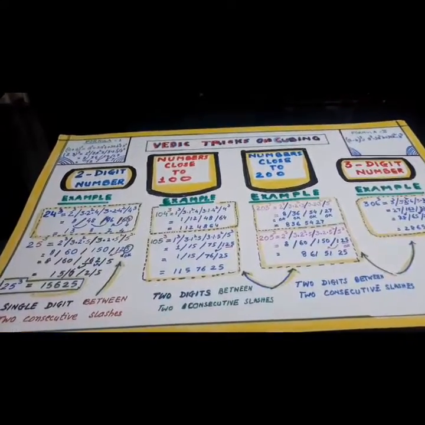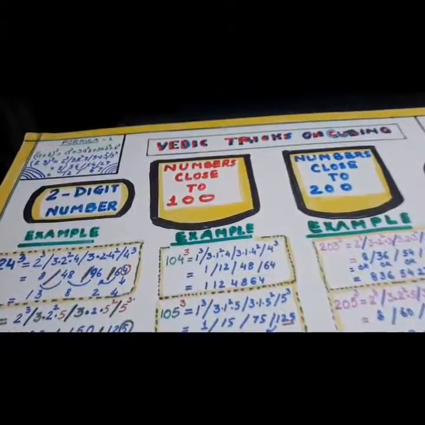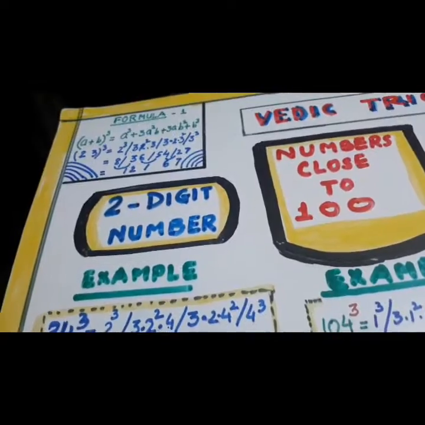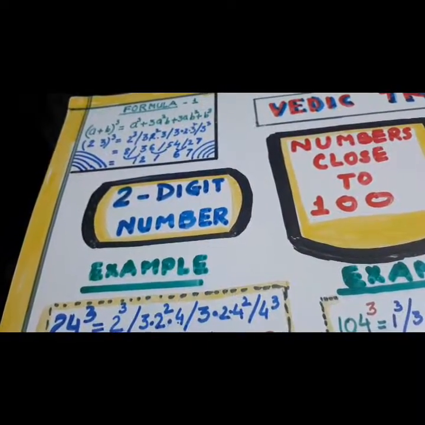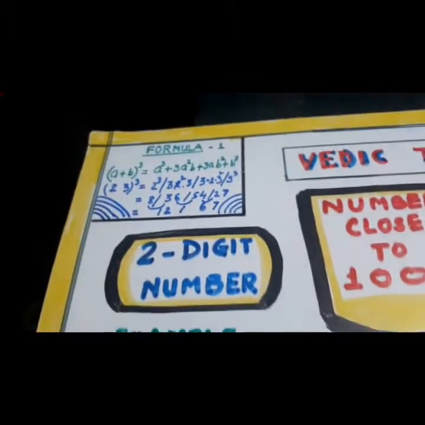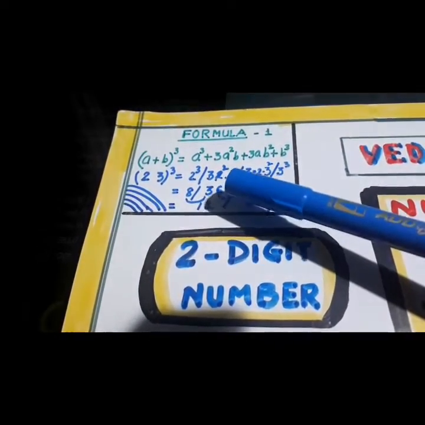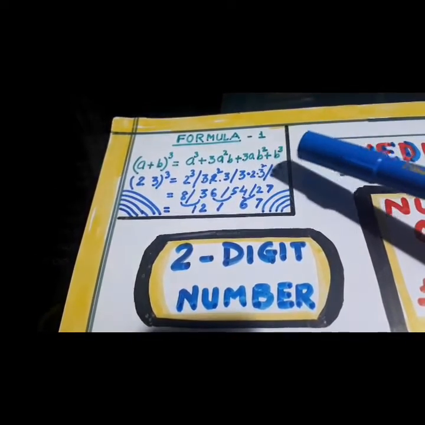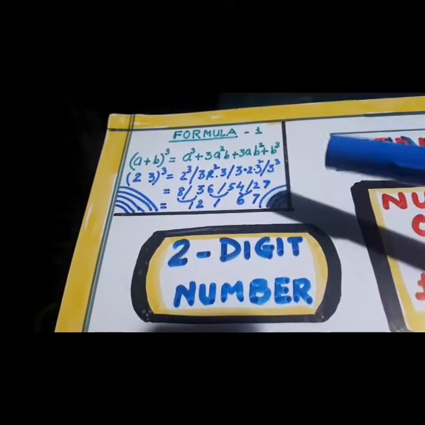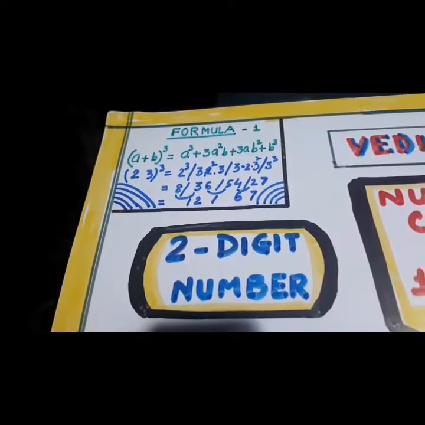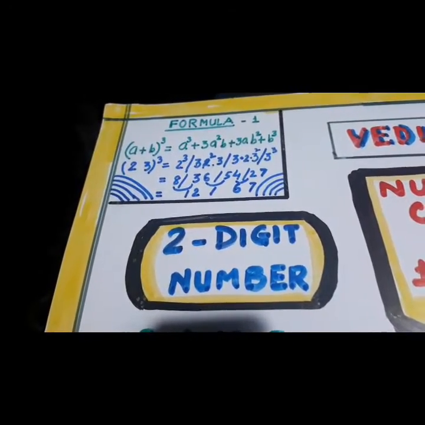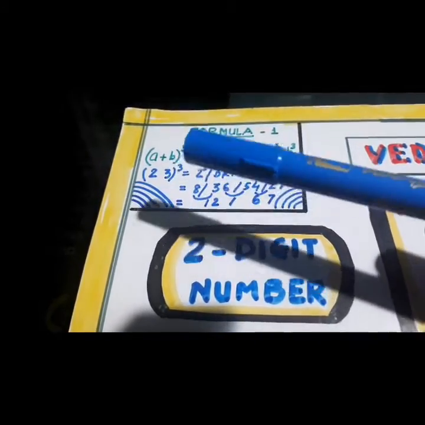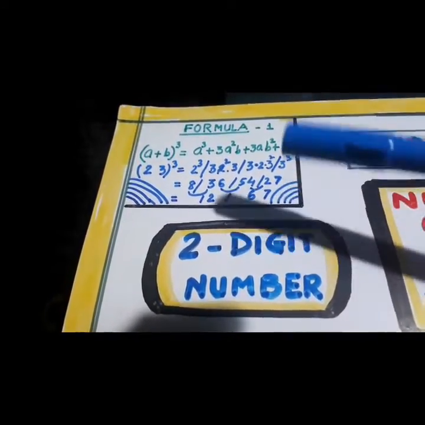Hello friends, I am coming with my notes on the cubes or cubing. Look here, first of all we will be dealing with 2-digit numbers. You already know (a plus b) whole cube is equal to a cube plus 3a square b plus 3ab square plus b cube. We shall be dealing with this. So here example is that 23 cube. So a is 2 and b is 3. So we shall be dealing like this.